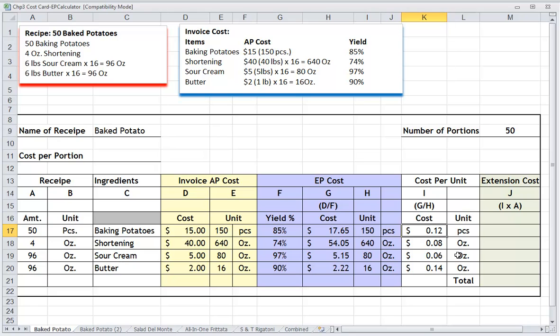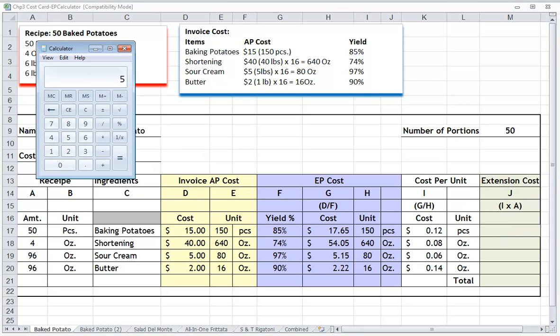Now that we've calculated the cost per unit, the cost for each potato and for each ounce of ingredient, it becomes very easy for us to figure out how much 50 potatoes are going to cost us. The formula is very simple. You take the cost per unit, so the cost of each potato, multiply it by the recipe, which is 50 potatoes, to get the extension cost, which is the recipe cost for the potatoes. So we're going to take 12 cents and multiply it by 50. 50 potatoes times 12 cents is $6.